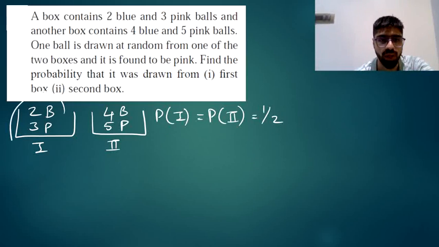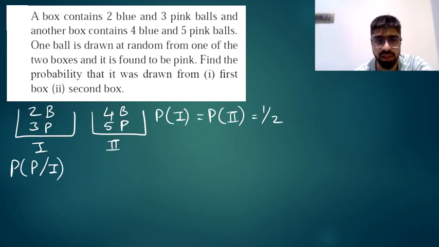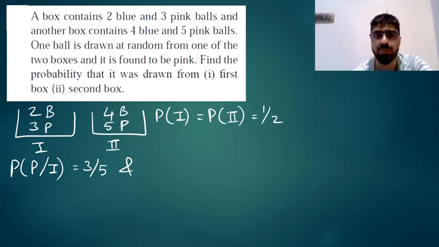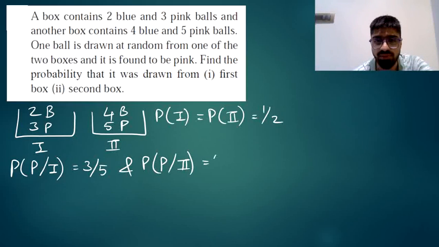We now go ahead with box 1. See, if I talk of a pink ball from box 1, if it is given that we are selecting box 1, then the probability of getting a pink ball will be 3 by 5. So we say that the probability of getting a pink ball, given that box 1 is selected, will be 3 by 5. In a similar way, if it is told to you that box 2 has been selected, then given that box 2 is selected, the probability of getting a pink ball will be 5 by 9. So we will say P of getting a pink ball, given that box 2 is selected, will be 5 upon 9. And now we go for answering their question.